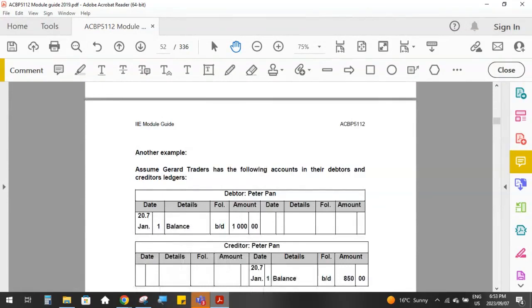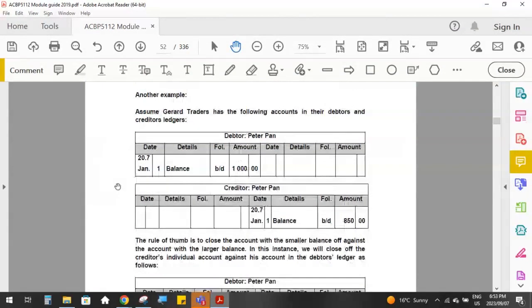accounts in the ledger. So here's an example. We've got a company called Jared Traders, and they've got the following accounts in their debtors and creditors ledger. So they've got a debtor called Peter Pan. So in other words, that's one of their customers. And they also owe Peter Pan some money as well. They purchased from them. So the debtor, that's Peter Pan, as a customer. And this one over here is Peter Pan as a supplier.